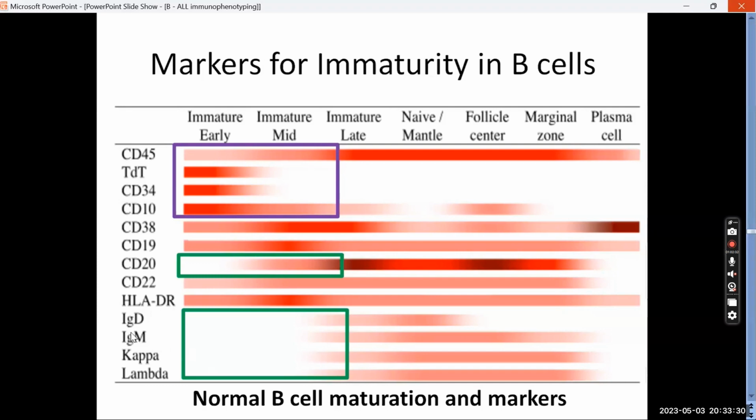So our panel should encompass these markers so that we can confirm the immaturity. Acute leukemia is all about finding immature markers in the blast, or the immature markers in the neoplastic cells. There's a beautiful diagram. This will show you the expression of markers in normal cells, and of course, you can see the immature markers which can help you to diagnose B-ALL.